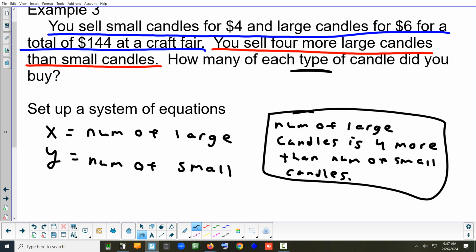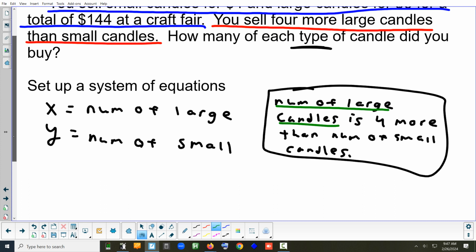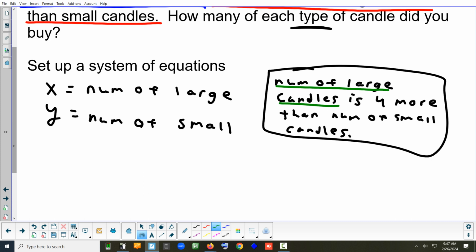Okay. So let's start with this part. How are we representing the number of large candles? We picked a letter to represent that. X. X is. What does is mean? Equals. The number of large candles is. How are we going to represent what I just underlined? 4. Is more.